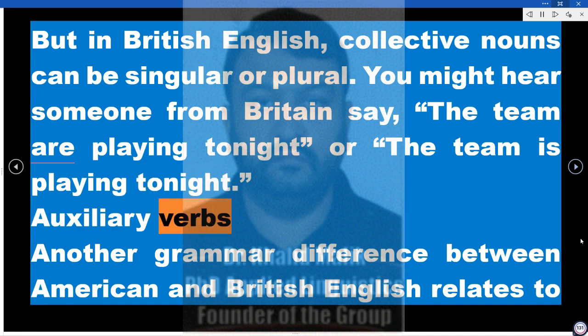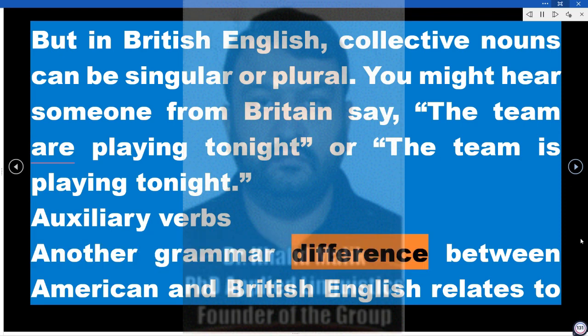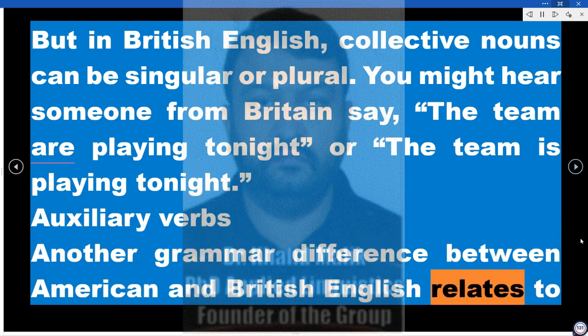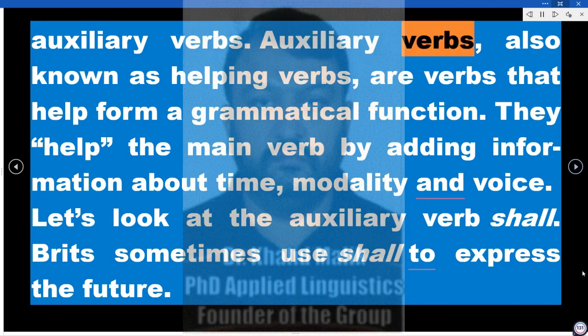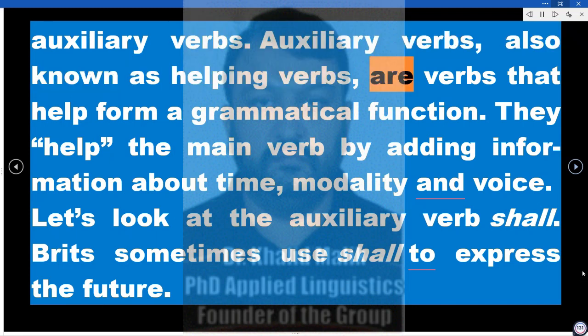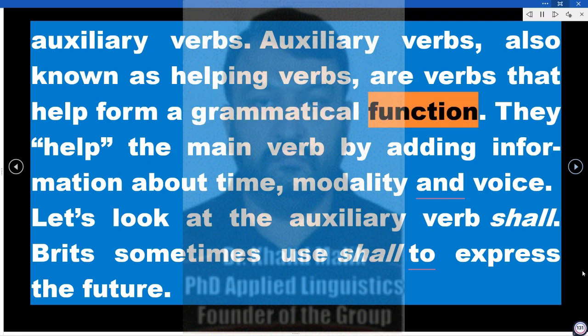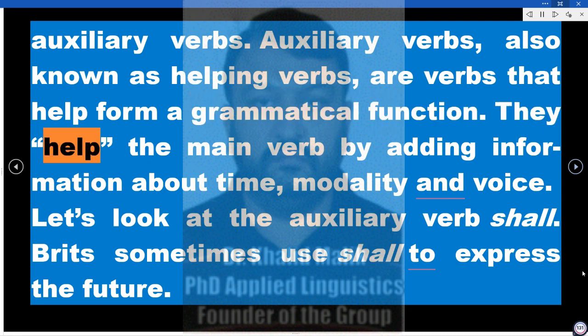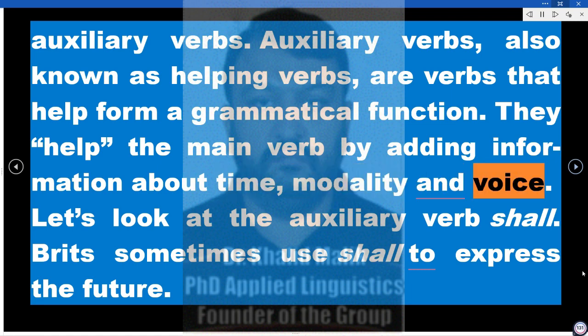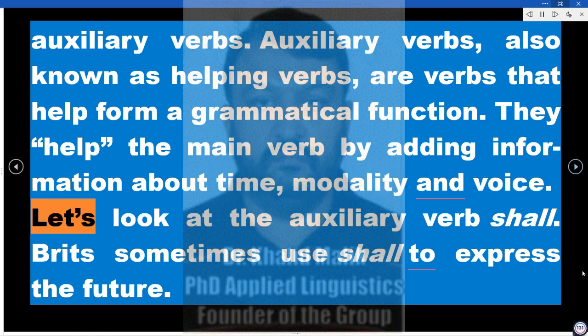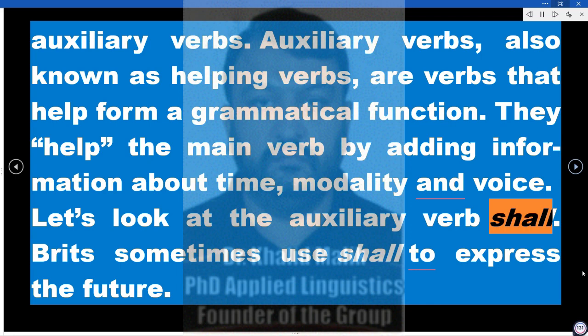Auxiliary verbs. Another grammar difference between American and British English relates to auxiliary verbs. Auxiliary verbs, also known as helping verbs, are verbs that help form a grammatical function. They help the main verb by adding information about time, modality, and voice. Let's look at the auxiliary verb shall.